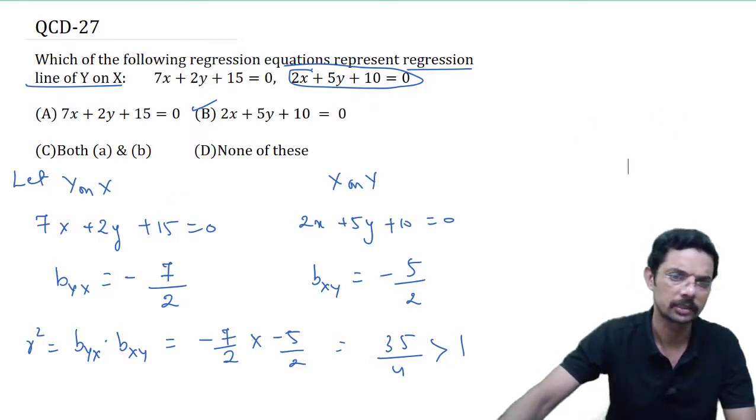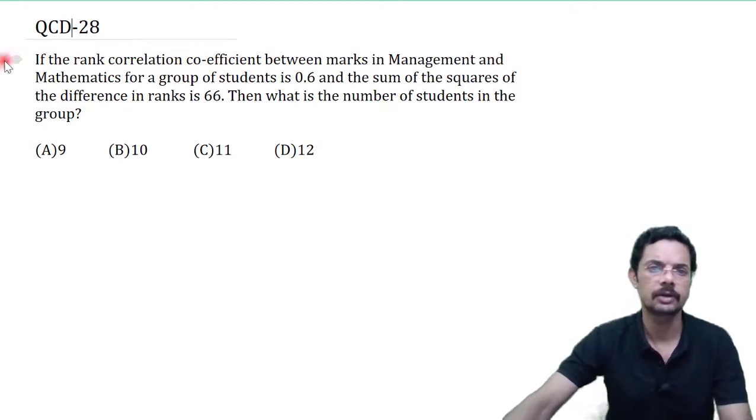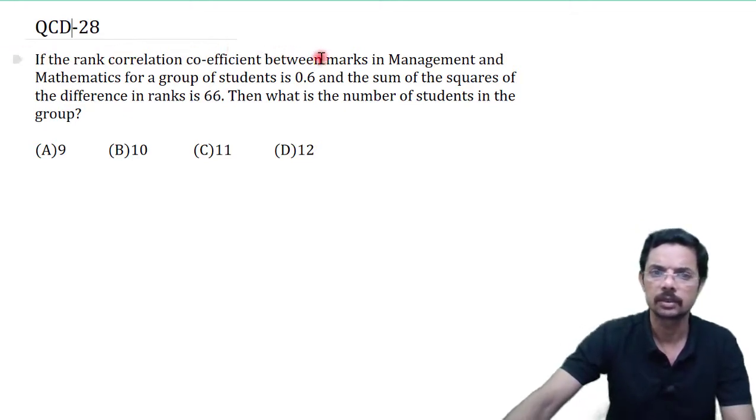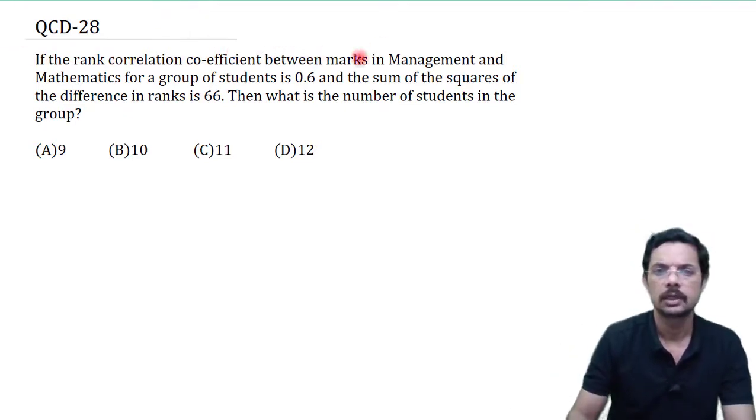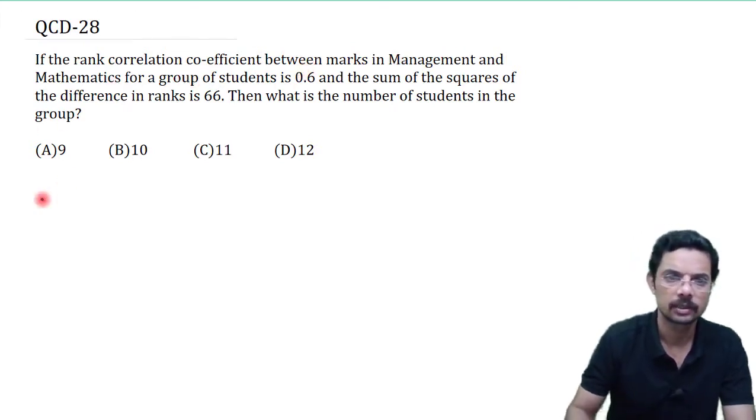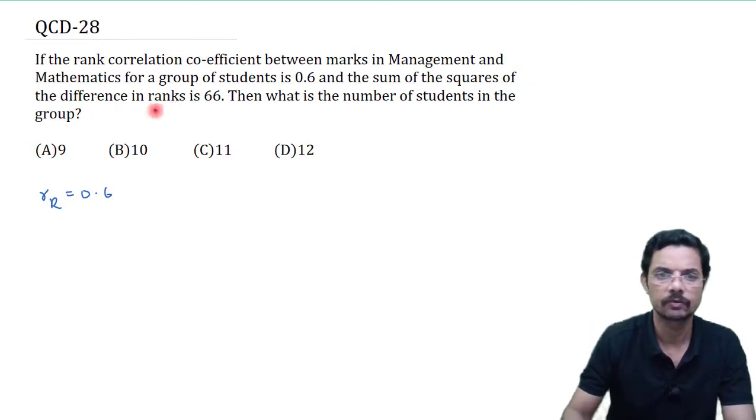Question number 28. In question number 28, if the rank correlation coefficient between the marks of management and mathematics for a group of students is 0.6. Okay, here it is given that rank correlation is given as 0.6. I'll note it down. And the sum of squares of the difference in ranks, sigma di square, is equal to 66. Then what is the number of students in the group? Again, n is equal to question mark.